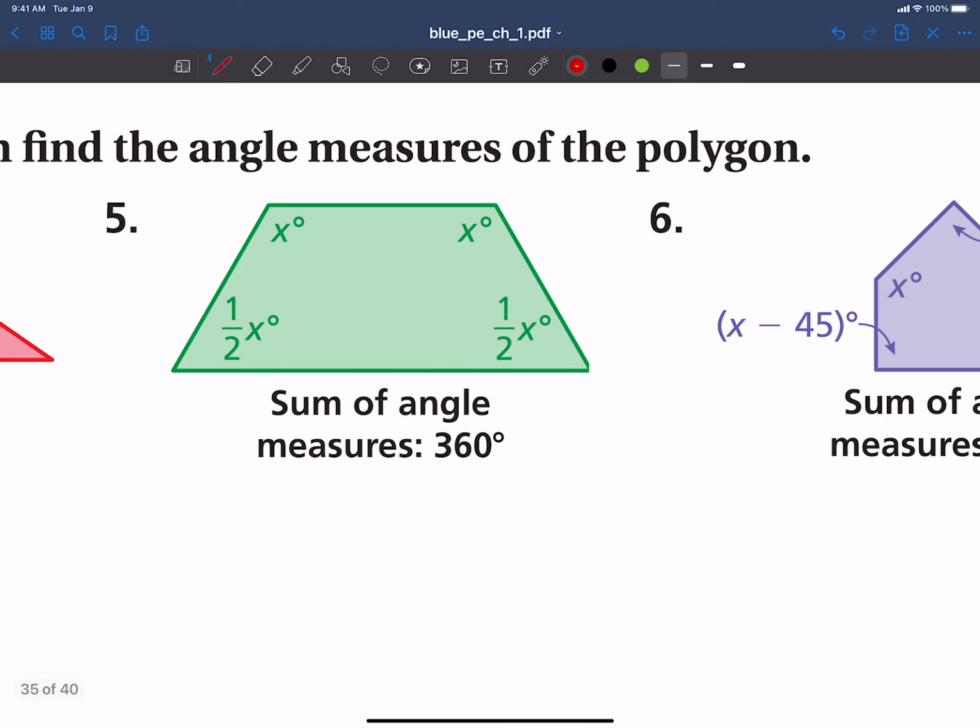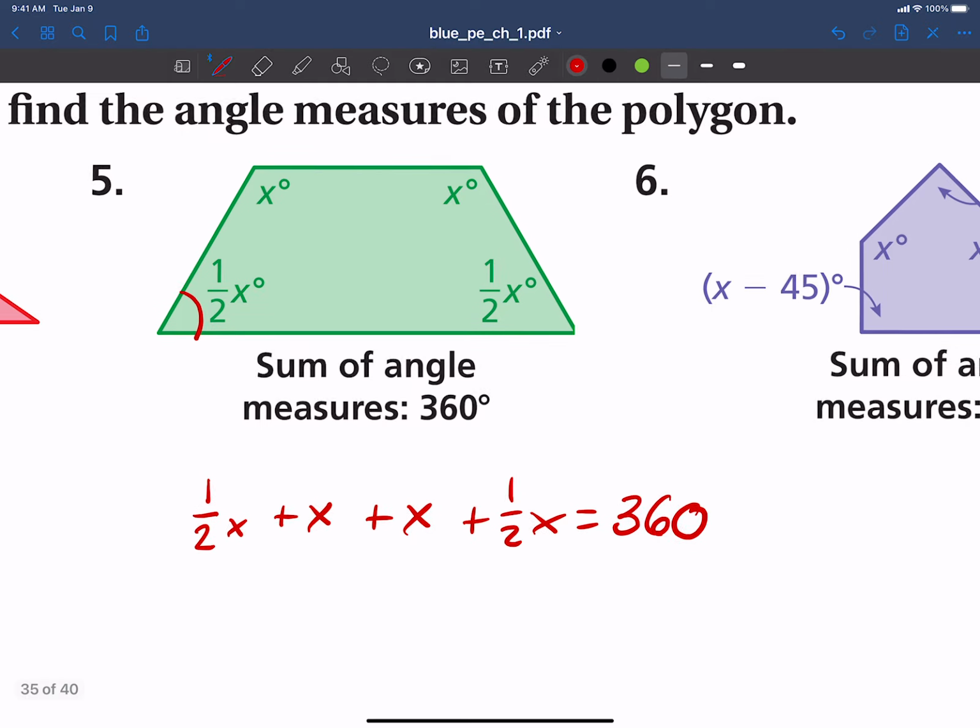This says the sum, which means if you add them all up, all the angles will be 360, which means this plus this plus this plus this plus this equals this, right? So let's write a nice big equation adding up all my angles. I like to start over here and go clockwise. Half x plus 1x plus half x equals 360.